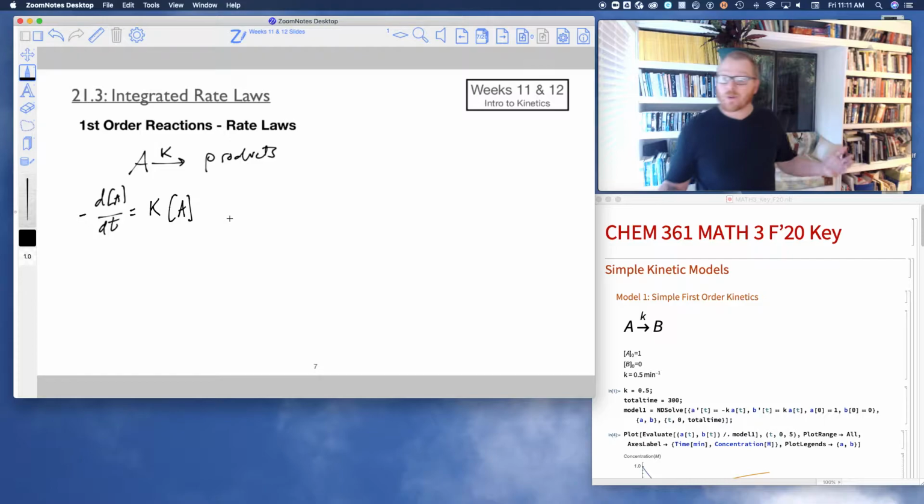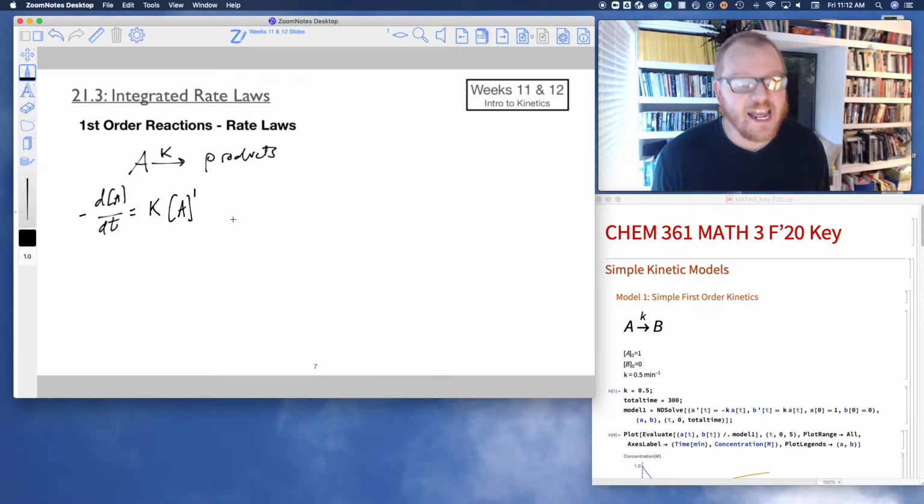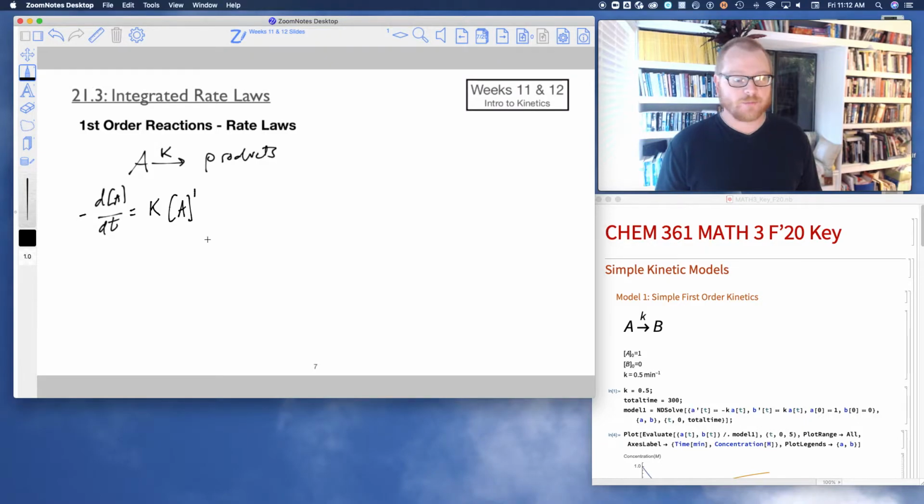And since we're saying we know this is a first order reaction, we know that this is really A raised to the first power, okay? So now this is my rate law, okay? And this is a differential equation, believe it or not, all right? So if I rearrange this, I'm going to write this as dA dt equals negative K times A, all right?